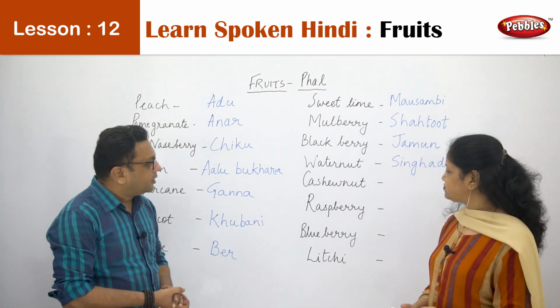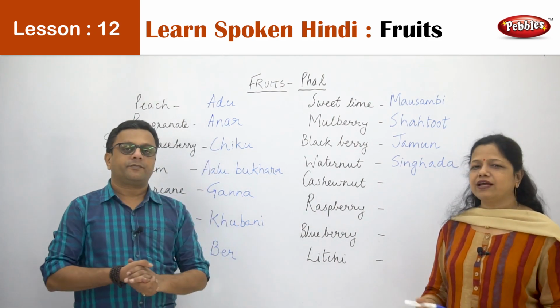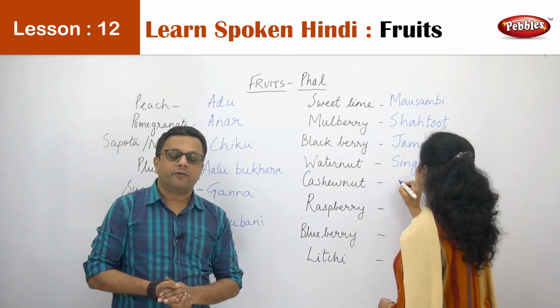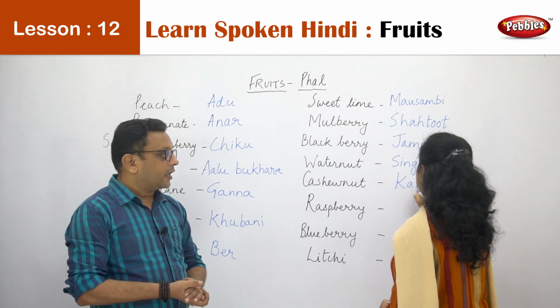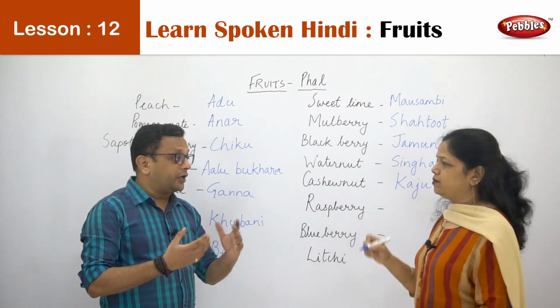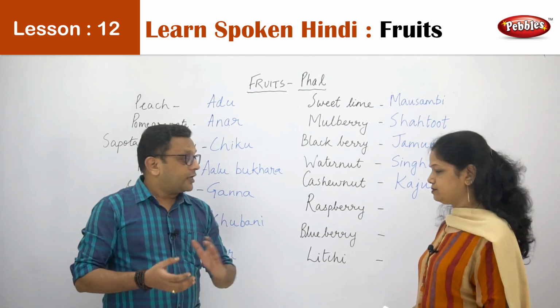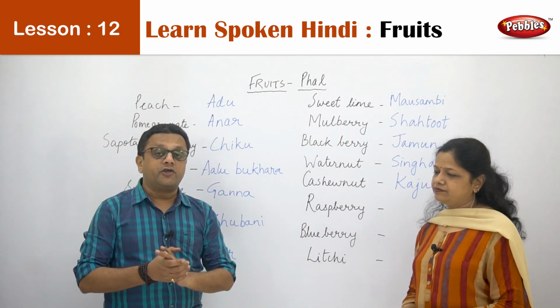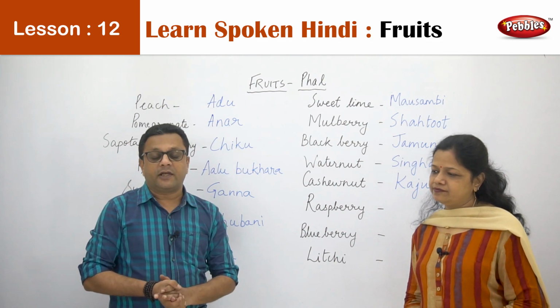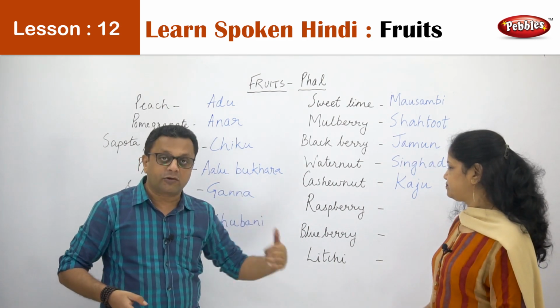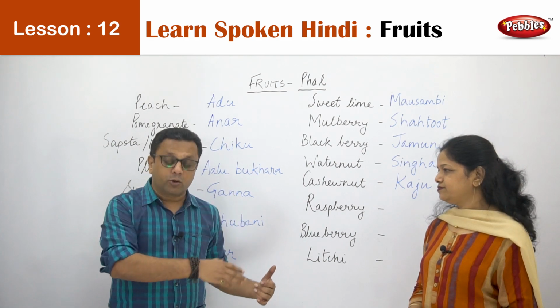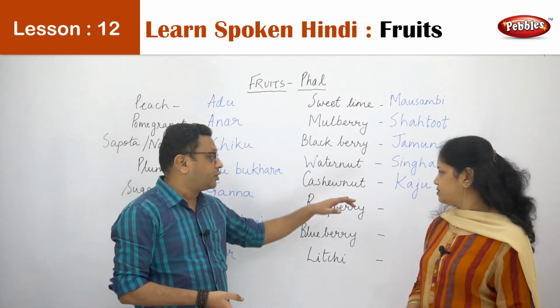The next is the cashew nut. Now, cashew nut, everyone knows. It is called kaju. Again, India is a big producer of cashew. The production of cashew is majorly in the coastal region, from Maharashtra to Kanyakumari, the Konkan region, where cashew grows in huge quantity.